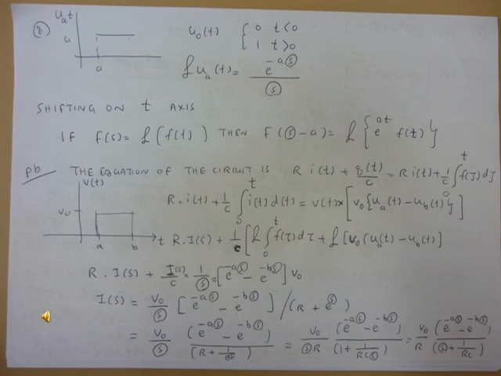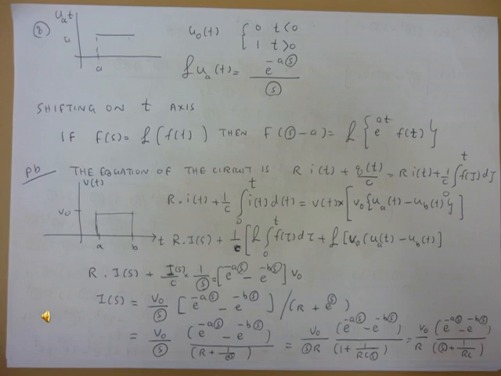So we can shift the function, the shifting on the t axis. So when you shift on the t axis, in this case F(s) is equal to the Laplace transform of f(t). Then we can write F(s minus a) is equal to the Laplace transform of e power at f(t). So this is the shifting on the t axis. Then based on those formulas we solve the problem. So the problem is given.